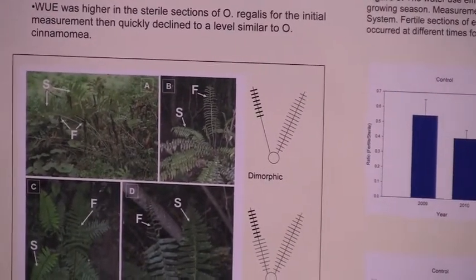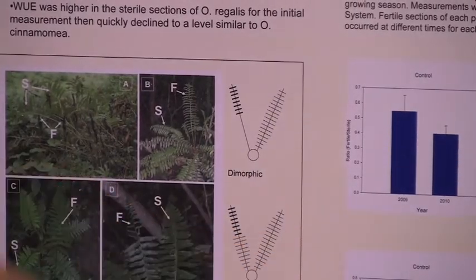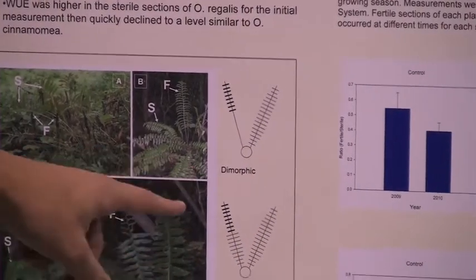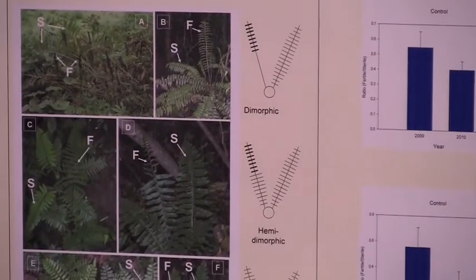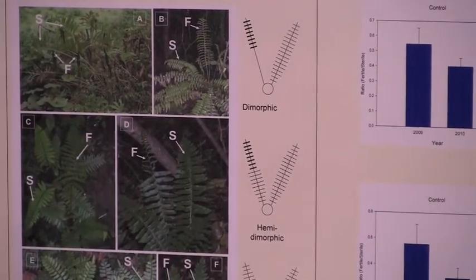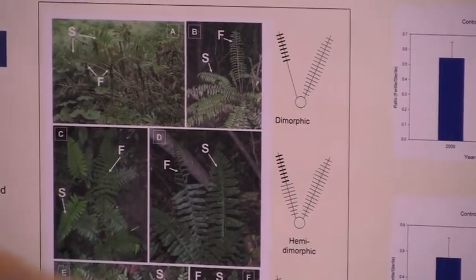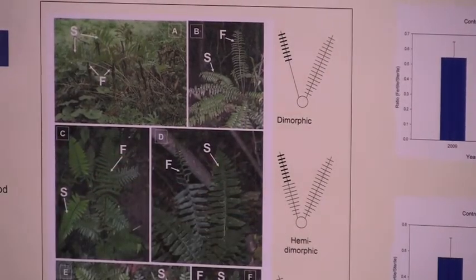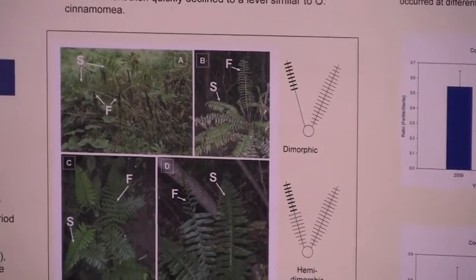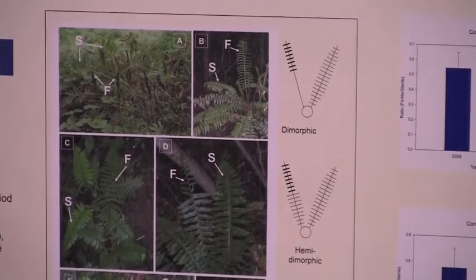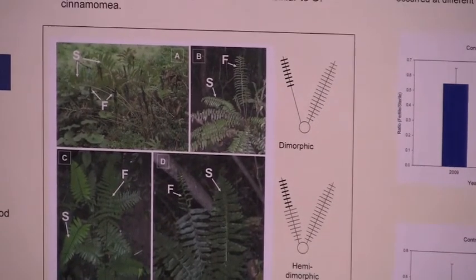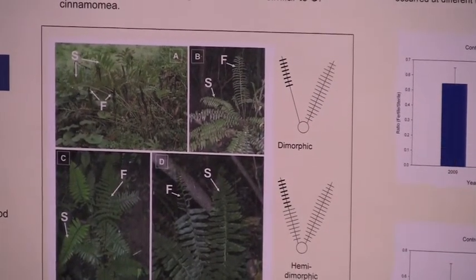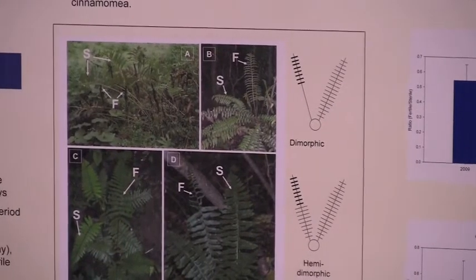And with the hemidimorphic, the sterile frond again has no sporangia, but the fertile frond has a completely reduced section, but it also has photosynthetic lamina. And in this case, royal fern has the photosynthetic lamina at the bottom and is only completely reduced at the top. What this study attempted to answer was, first, what are the trade-offs involved in dimorphy in ferns?